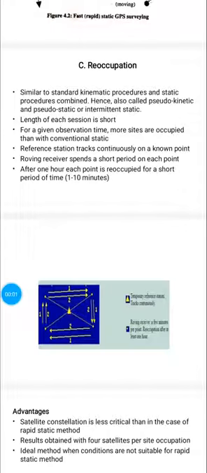So the third method of static surveying is reoccupation. Okay, similar to standard kinematic procedures. So kinematic procedure is nothing but moving the receivers. Okay, the method is another method of GPS surveying technique other than static surveying. So here in kinematic surveying, rovers are moving. Okay, they are in continuous motion, hence it is known as kinematic surveying.